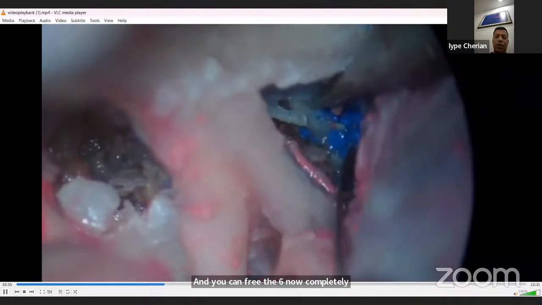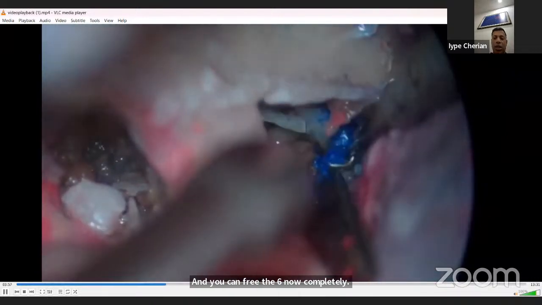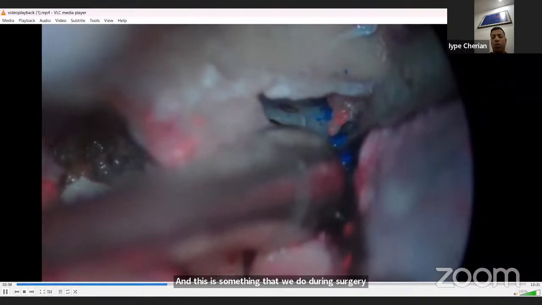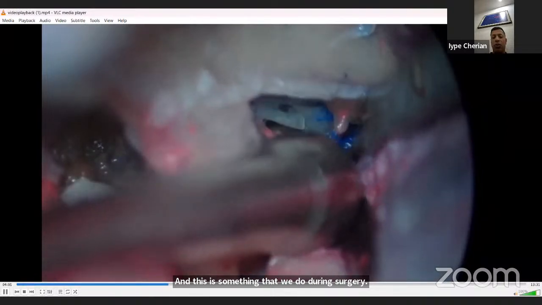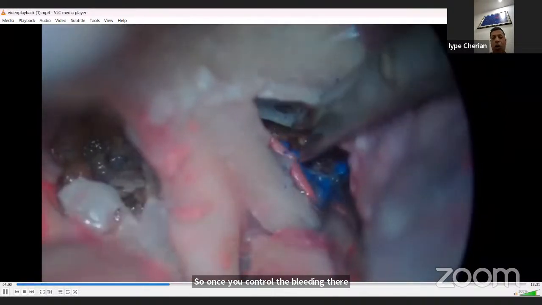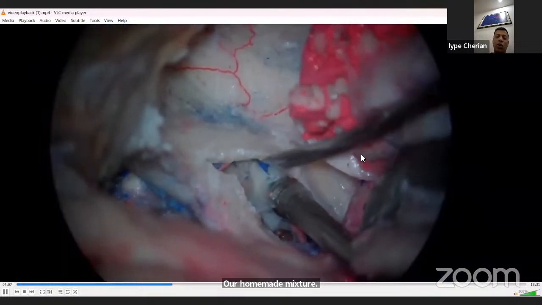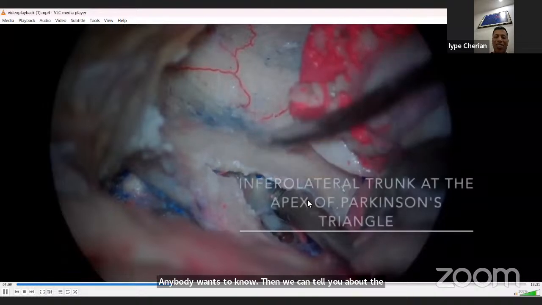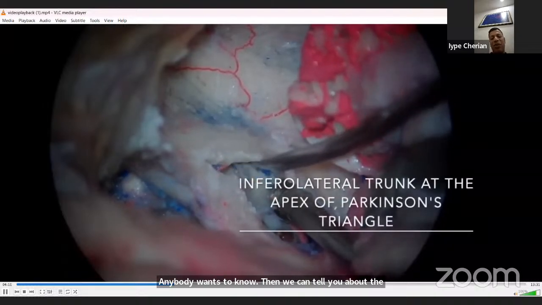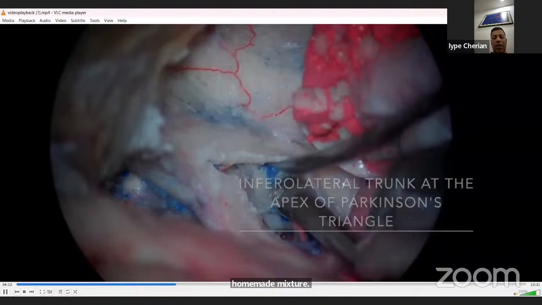And this is something that we do during surgery. So once you control the bleeding there, you can, with our homemade mixture, and if anybody wants to know, we can tell you about the homemade mixture also. So this is opening up the Parkinson's triangle.